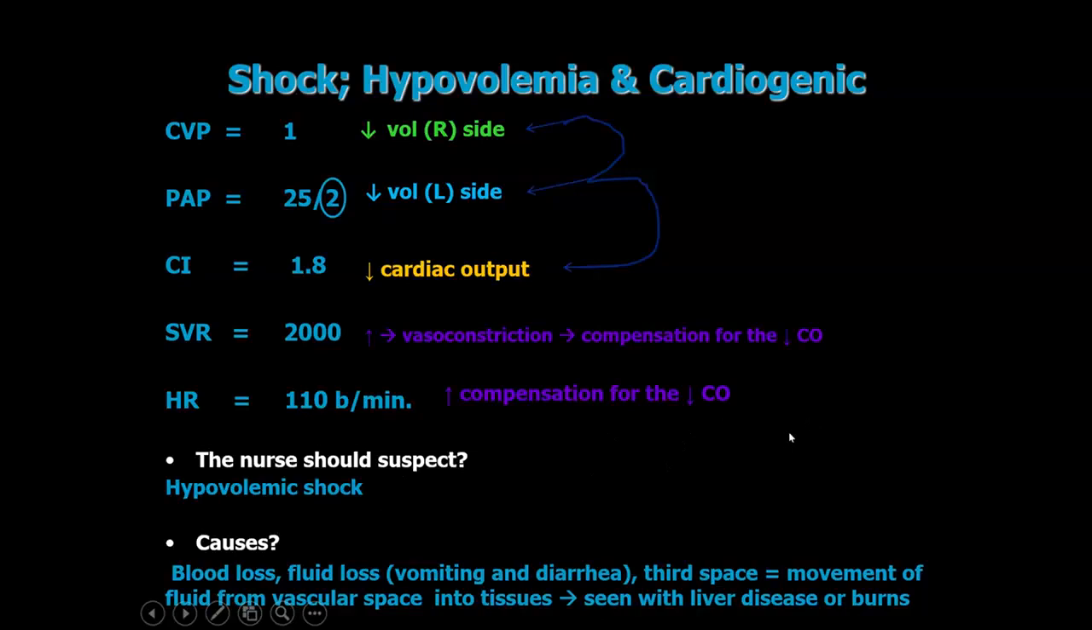So, of course, the obvious ones are blood loss or fluid loss. Say if the patient is not only having vomiting and diarrhea, but they won't drink anything, because if you know that you vomit every time you drink something, you're not going to drink anything.